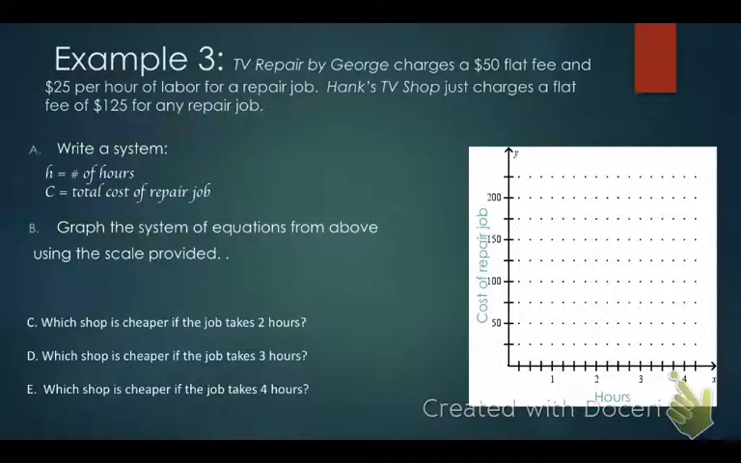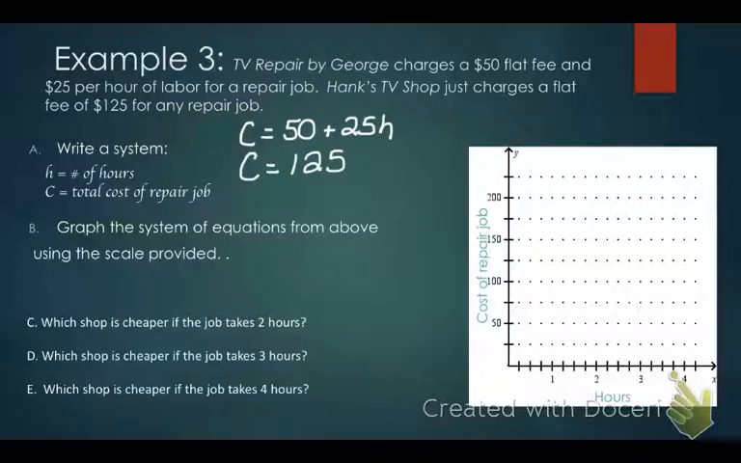So when I write my system for this one, I'm going to first address TV Repair by George. The cost for George would be a $50 flat fee plus the cost for labor, which is $25 per hour, so that would be $25H. Whereas Hank's TV shop just charges $125, not per hour, regardless of the size of job. So in this one, I'm choosing to graph them because I'm going to be asked to compare which is cheaper for different amounts of hours.